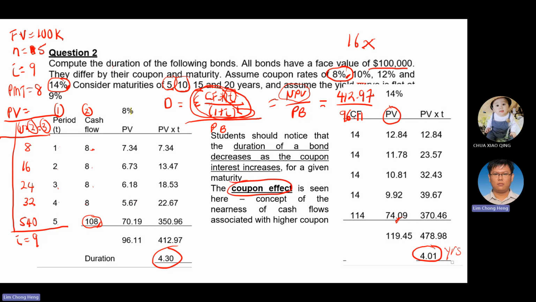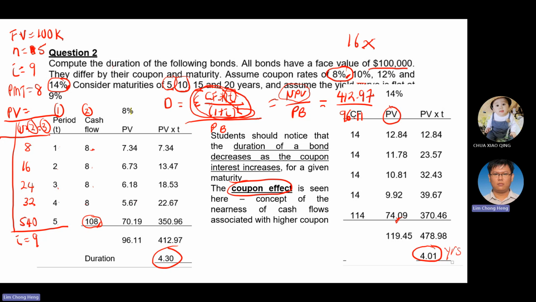Why does this happen? Because a high coupon bond pays you the high coupon payment every year, so you can collect back your money faster.